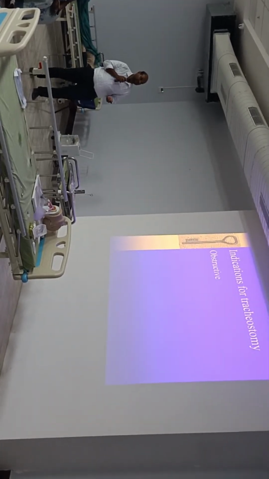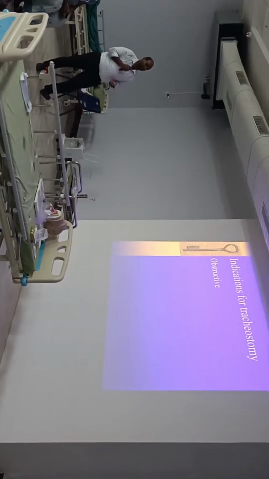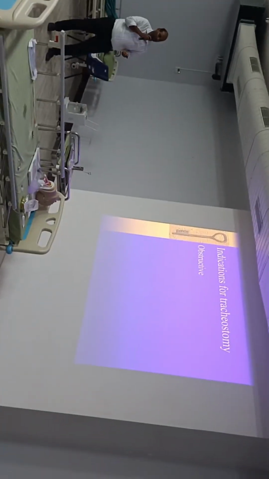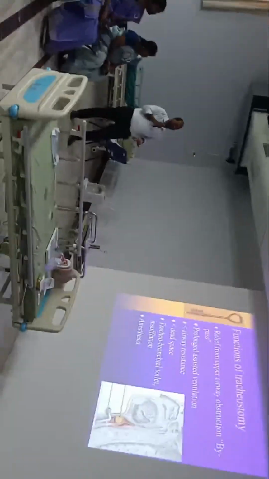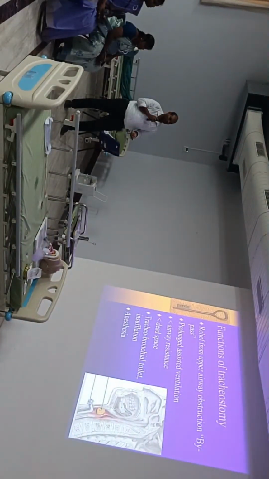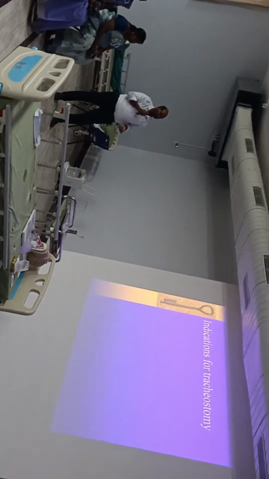The indications of tracheostomy are basically divided into two types. One is obstructive, the second is non-obstructive. The obstructive ones are the ones which I mentioned above. That is, there should be an obstruction above the level of the vocal cords, normally.